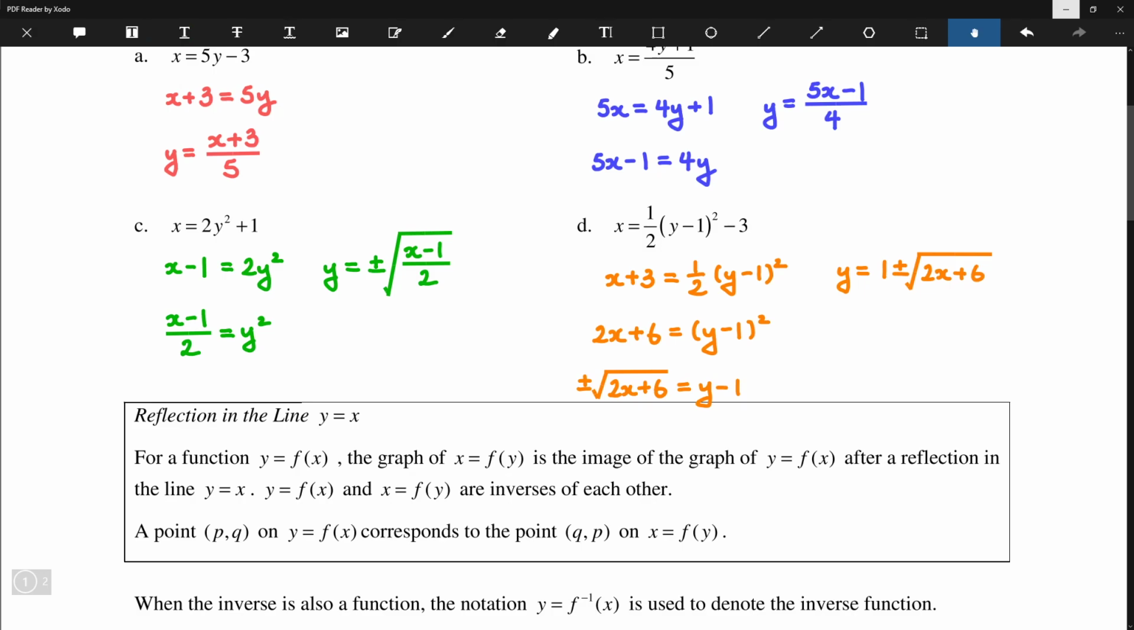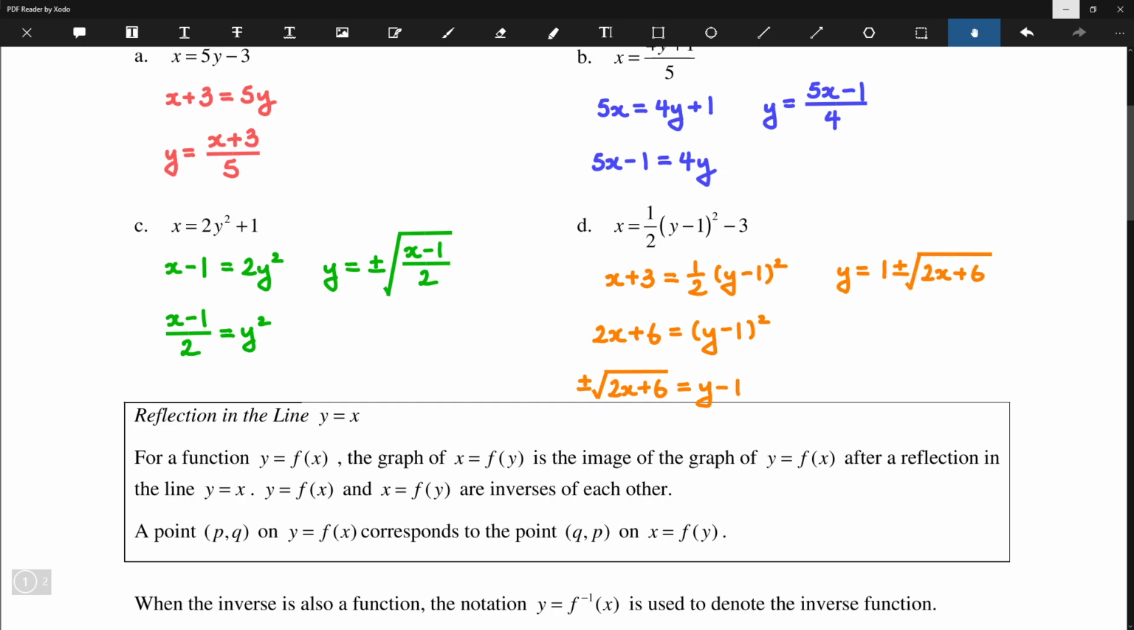Okay, so the reason why we are looking at isolating the variable is to examine inverses, and has to do with reflection over the line y equals x. So for a function y equals f of x, the graph x equals f of y is the image of the graph y equals f of x after reflection on the diagonal y equals x. They are inverses of one another, so if the point (p, q) was on y equals f of x, then the point (q, p) will be on the inverse.